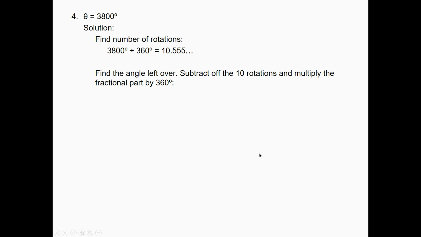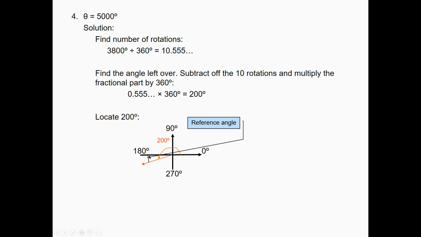Theta is 3800 degrees. So do 3800 divided by 360. I get 10.55555 forever. So subtract off the 10 and multiply by 360, and you get 200 degrees. So you went around 10 times, and then you had to go 200 more. So 0, 90, 180, okay, 200 is somewhere in there. This angle right here, that's the acute angle, so that's the reference angle. Again, it's going to be 200 minus 180, 20 degrees. I don't know why I changed that to 5,000. It is 380.